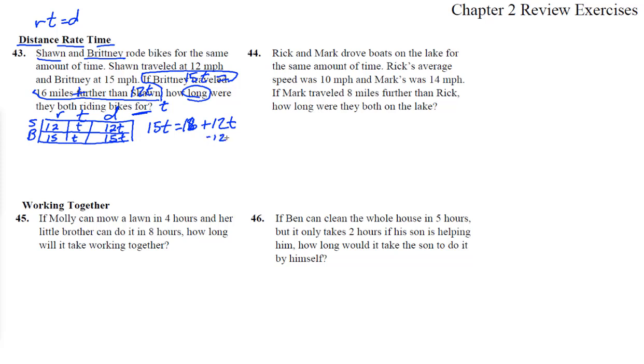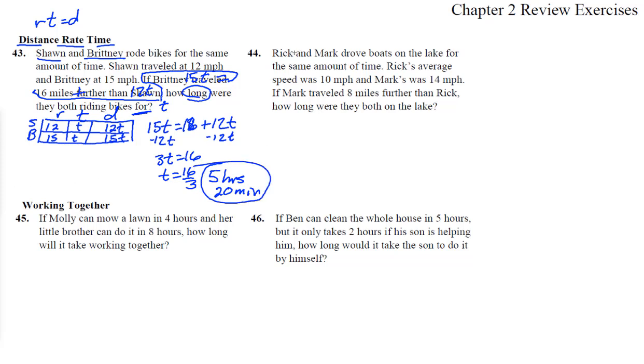Subtract 12t from both sides. Now we have an equation. We know how to solve this. So this is 3t equals 16. T equals 16 thirds. If we punch that into hours, 3 into 16 is 5 hours and 1/3 left over. So 5 1/3 hours, or 5 hours and 20 minutes, since 20 minutes is 1/3 of an hour. So there we go, 5 hours and 20 minutes.